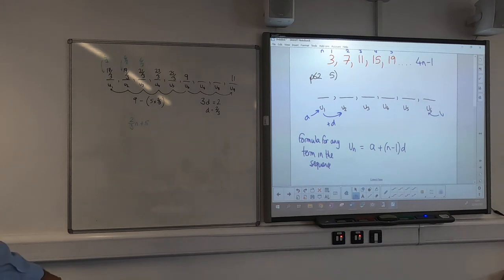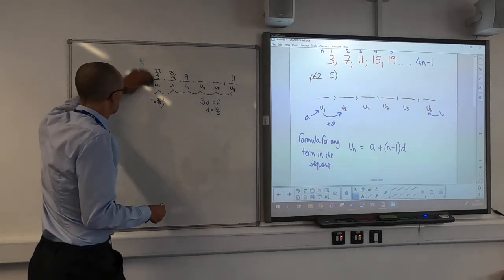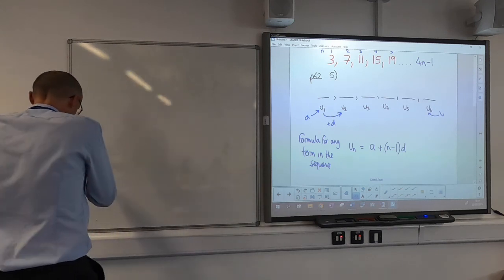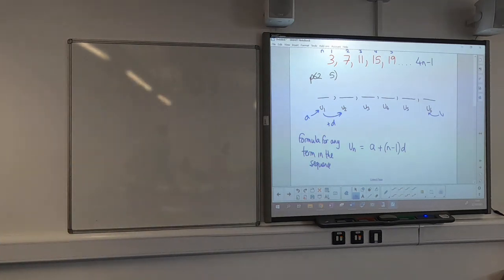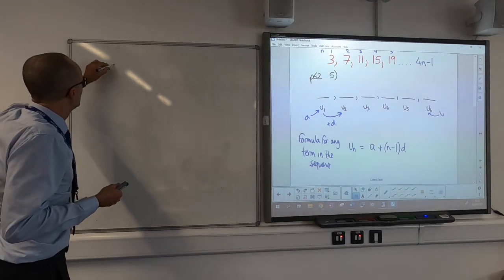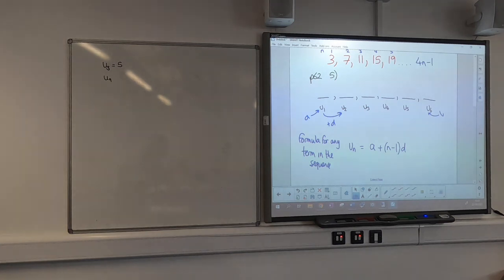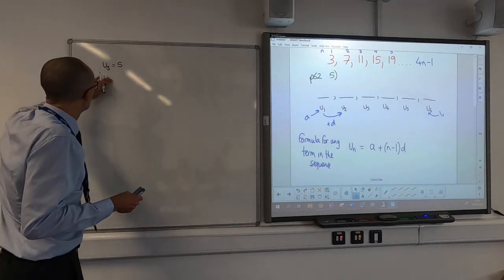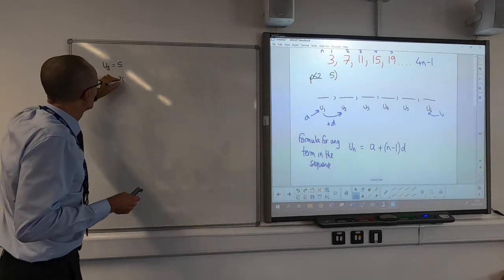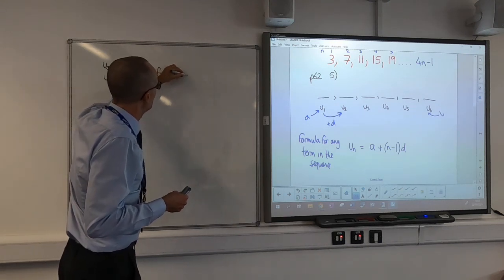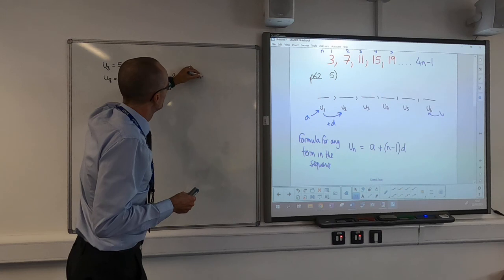Okay? So here's a typical sort of question that we're asked about arithmetic sequences. So the question would say, there is an arithmetic sequence where U3 equals 5 and U8 equals 20. Find A, D, and U20.